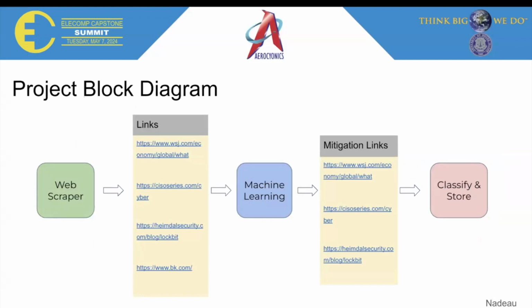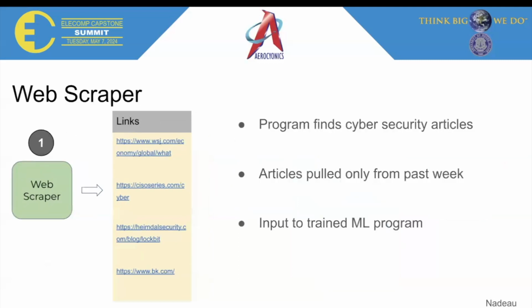For our first overarching accomplishment, that encompasses our first block, web scraping, or getting our initial links for machine learning. Then we have our 2 next accomplishments, which encompasses machine learning. This is where we can actually pull specific mitigation articles from our initial list. Once we have this list, we can then move on to our last accomplishment, which we can then classify and then store these articles into Saint's database.